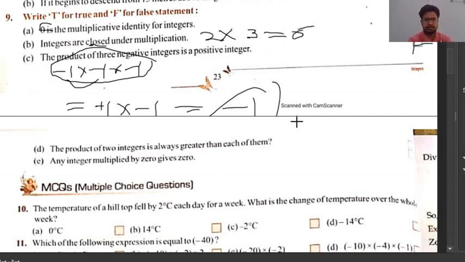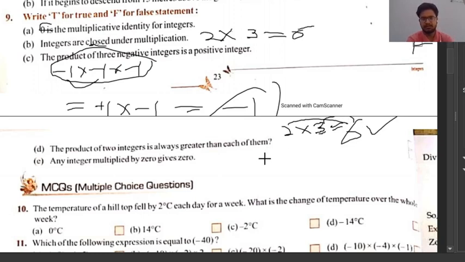Okay. Now the D part here. The product of two integers is always greater than each of them. See, 2 into 3 equals 6. This 6 is greater than 2. This 6 is greater than 3. Yes, according to this it is right, but see another view of this.